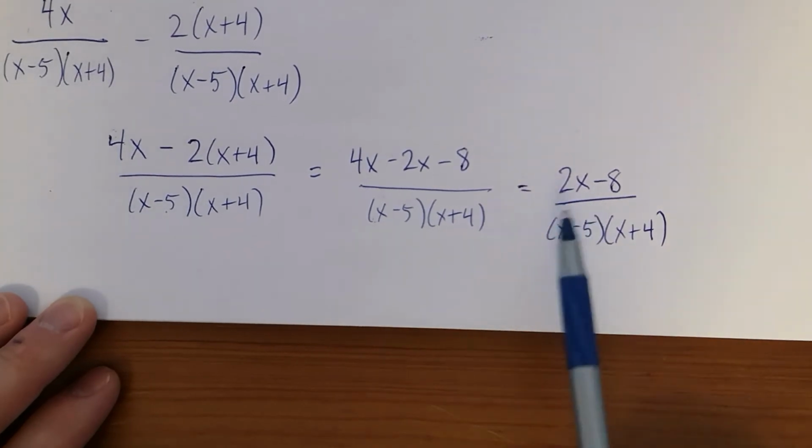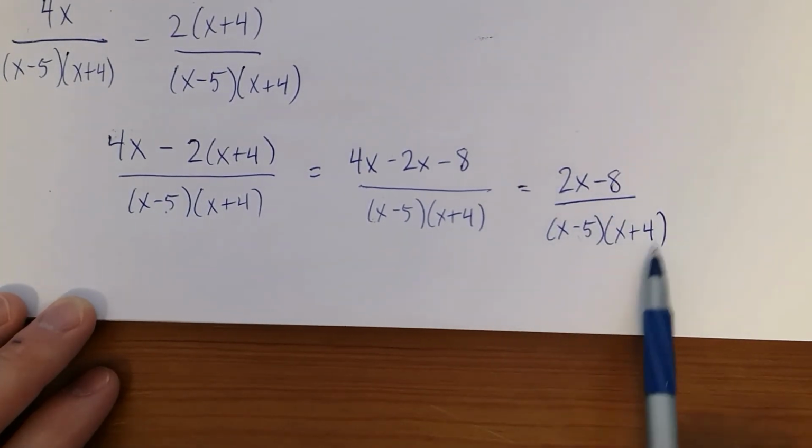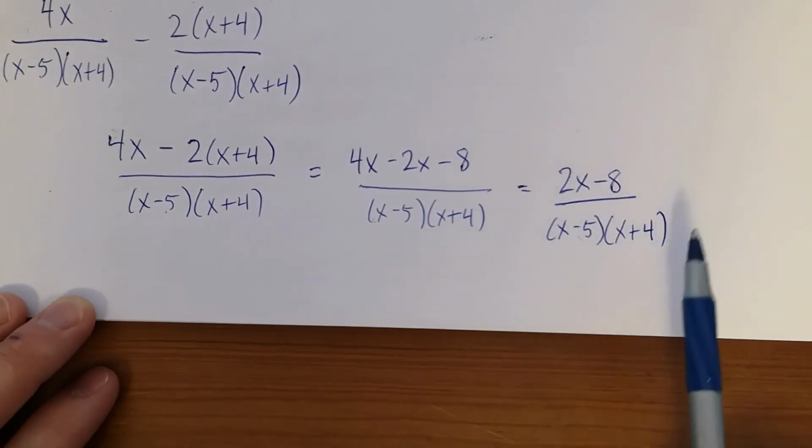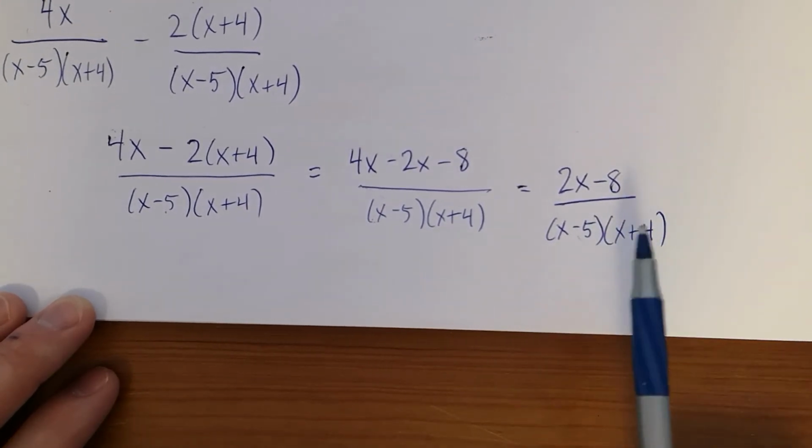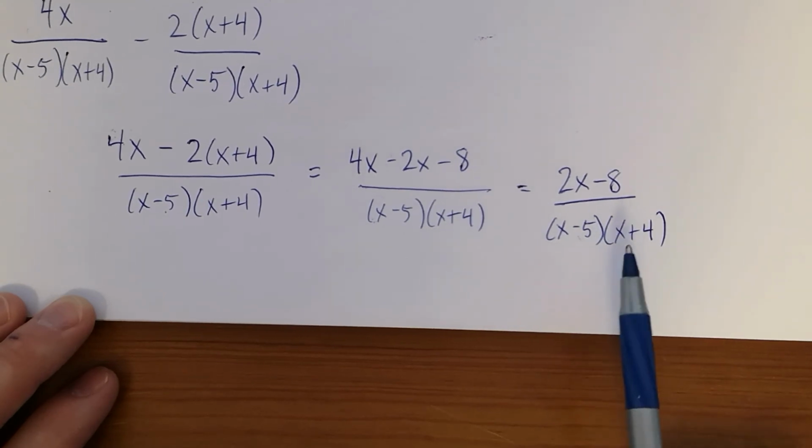You could factor 2 out of the numerator to get 2 times x minus 4, but you're not going to be able to simplify it by doing that. So I don't need you to factor this. You certainly can, but if you leave your solution like this, this is perfect. I'm happy with this.